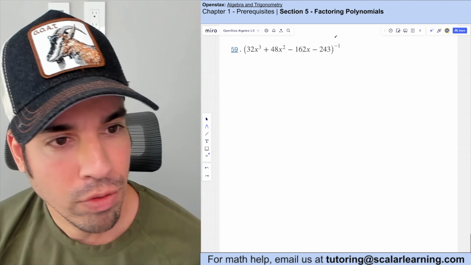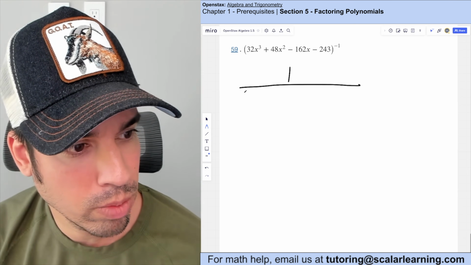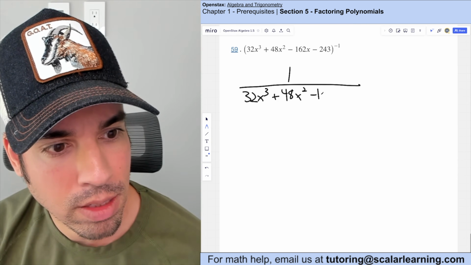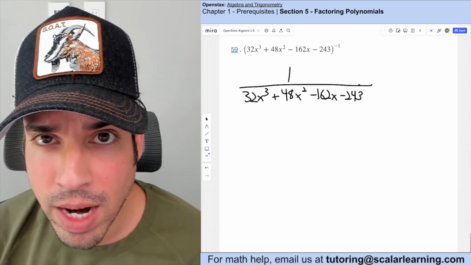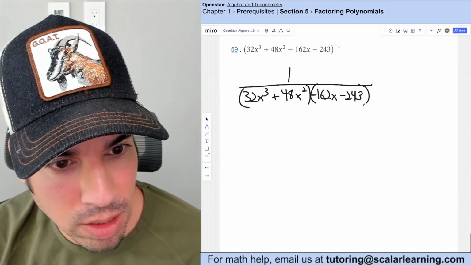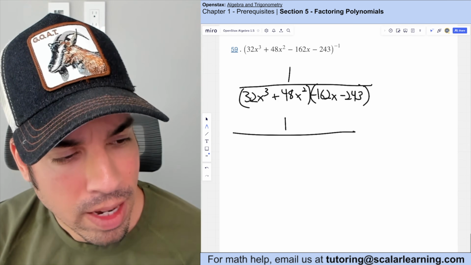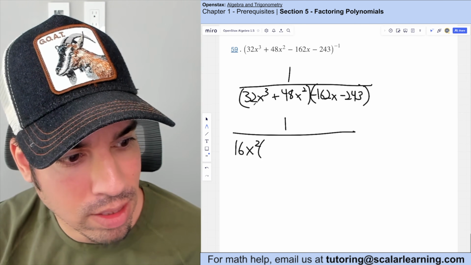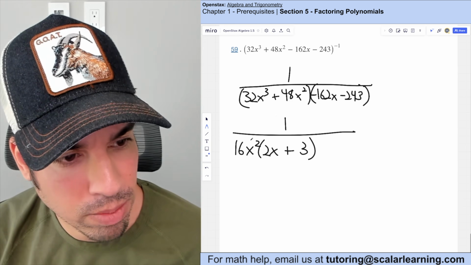Boom, done. So first of all, what does this negative exponent mean? It means that everything is going to be under 1. So let's start there. We got 32x cubed plus 48x squared minus 162x minus 243. Now this is a prime example of where we want to use factoring by grouping because we've actually got 4 terms. So what I'm going to do is I'm going to group these guys and I'm going to group these guys like so. Then I'm going to factor out a GCF of that first binomial. So both of these terms can be divided by 16 and we got an x squared in common. So what's left inside is 32 divided by 16 is 2x plus 3 because 3 times 16 gives us that 48x squared.